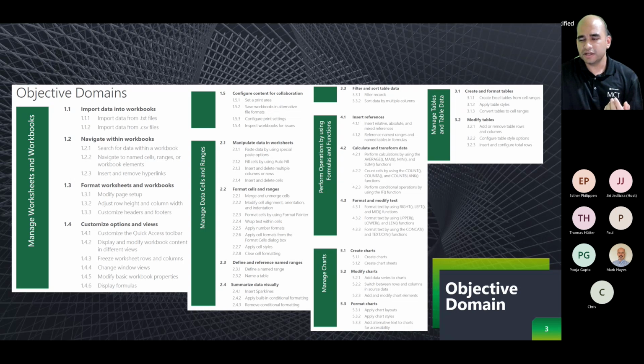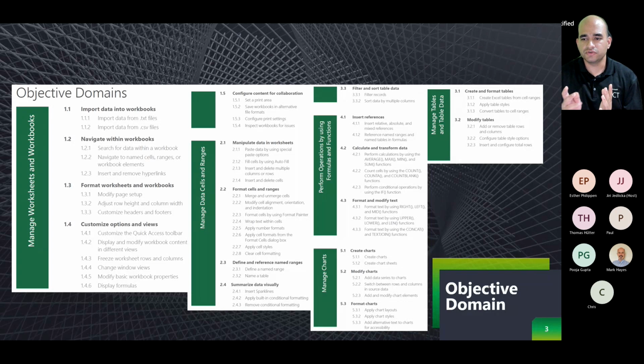And that's something that, when I shared the link that I shared in the chat, will tell you in great detail. In parentheses, it will show how much of the exam you will see a certain topic. So when I click on the link that I shared with you and you open up the skills outline, it will tell you that manage worksheets and workbooks consists of 10 to 15% of the exam.